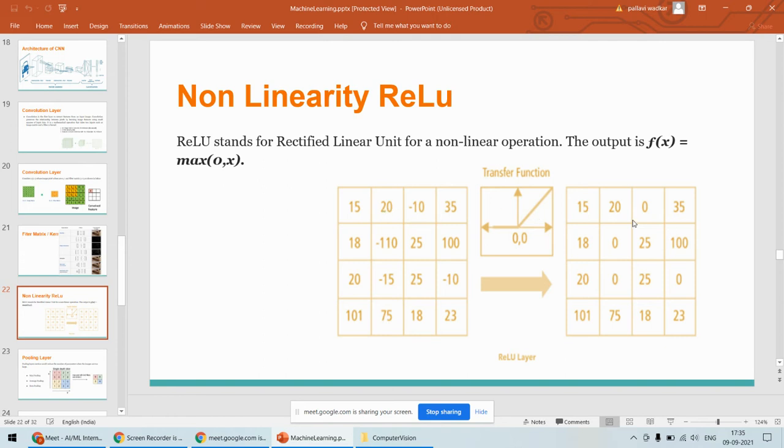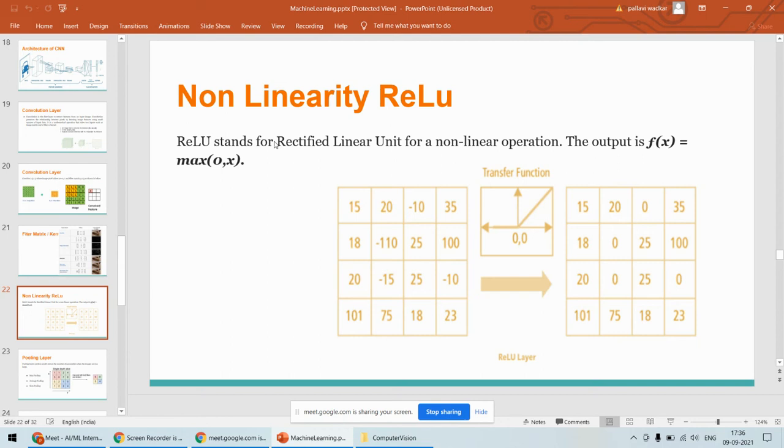Now again the 20 will go. But what is the maximum between 0 and minus 10? Obviously 0 is maximum, so 0 will be here. The minus 10 will be replaced by 0. So in simple language, its meaning is that all negative terms will be converted to 0, and that's the role of this ReLU operation.